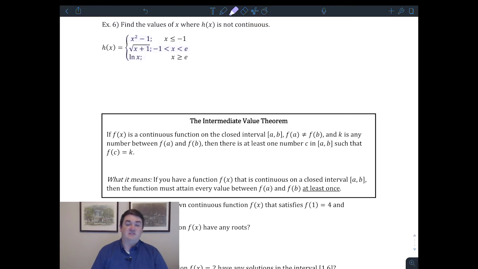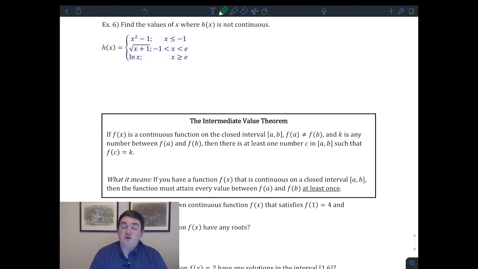Natural log of x is continuous for all values of x greater than 0. And again, when I look at this domain, I see we're using natural log x for values of x greater than e, so again, we're good there. So now the question becomes, if all 3 pieces are continuous, are they continuous at the breaking points? In other words, at -1 and at e, is the graph coming together, or is it not?